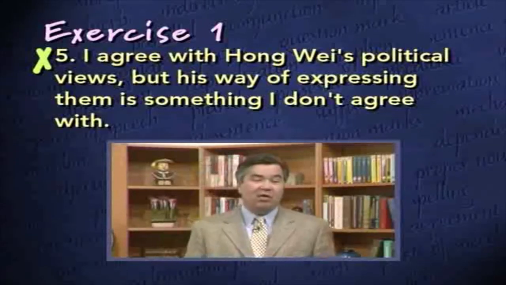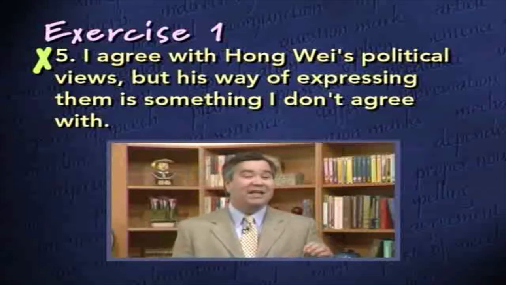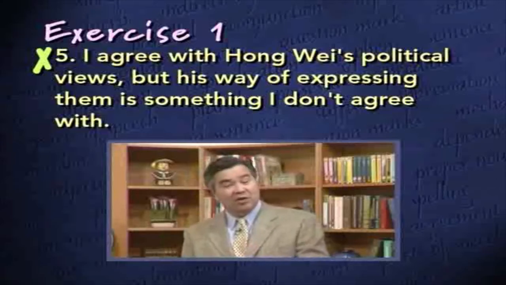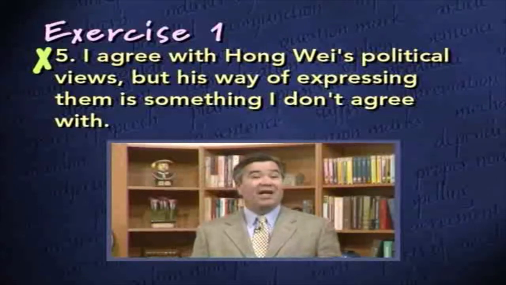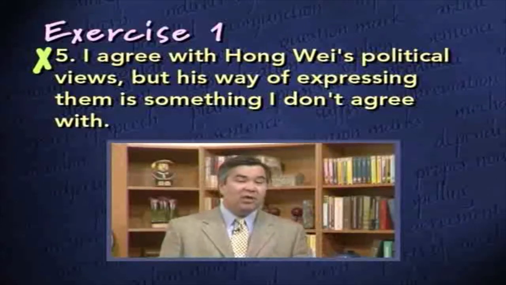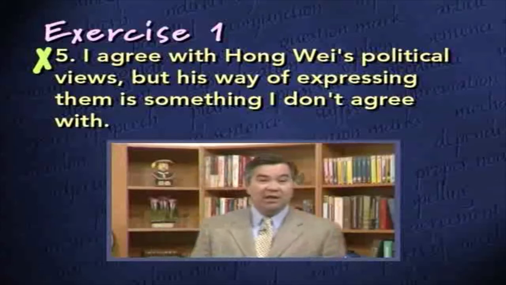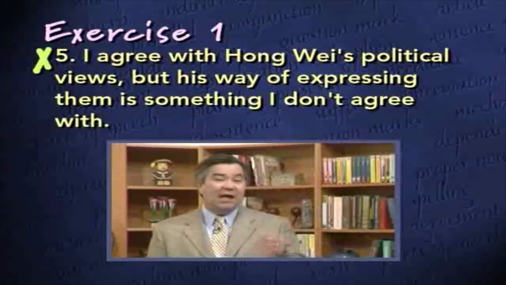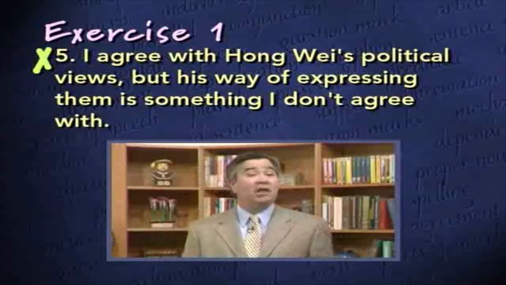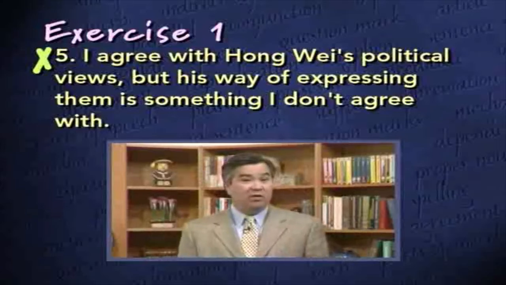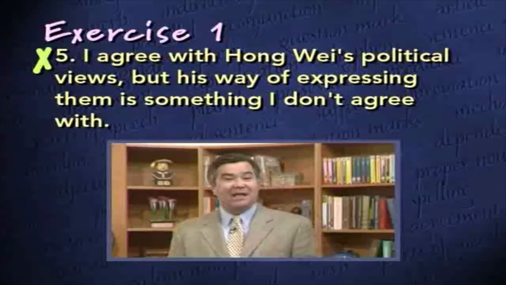In the first idea, the author is describing something that he agrees with about Heng Wei, namely his political views. The second clause is describing something the author doesn't agree with, namely the way Heng Wei expresses them. So we have two ideas that are in contrast to one another. The author agrees with one, disagrees with the other. Now, the relationship between the ideas and the contrast between them would become much clearer if parallel structure would be used. And again, it's easy to revise the sentence to make that the case.